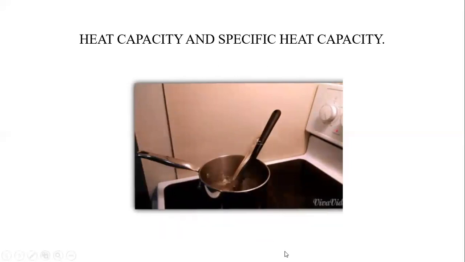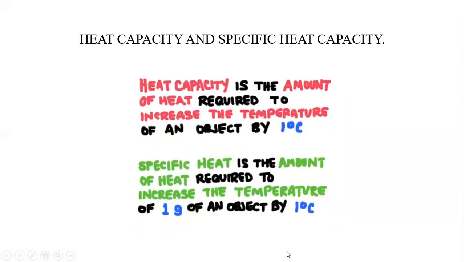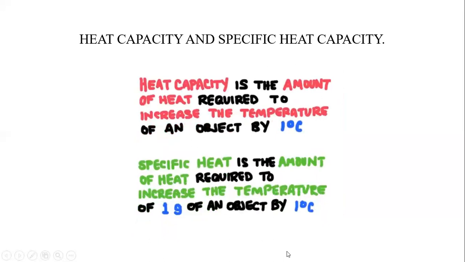Now, the reason the metal spoon heated up a lot quicker than the plastic spoon is because of something called heat capacity. Heat capacity is the amount of heat required to increase the temperature of an object by 1 degree Celsius. And our experiment showed that metals need less energy than plastics in order to raise their temperature, and so the heat capacity of the metal would be lower than the heat capacity of the plastic. Now, specific heat is short for specific heat capacity, and this is the amount of heat required to raise the temperature of exactly 1 gram of a substance by 1 degree. And we usually measure heat in units of joules.